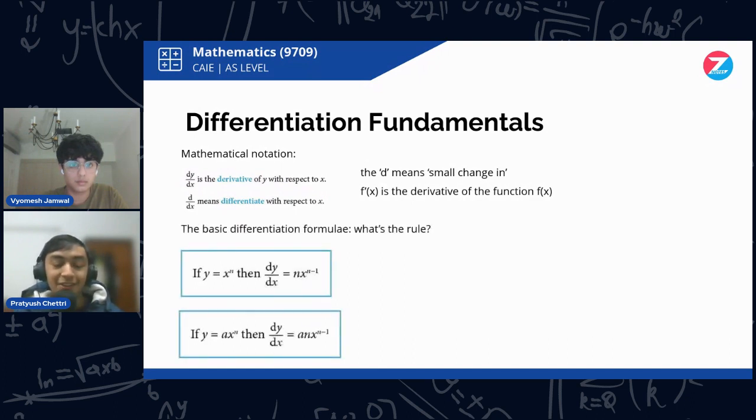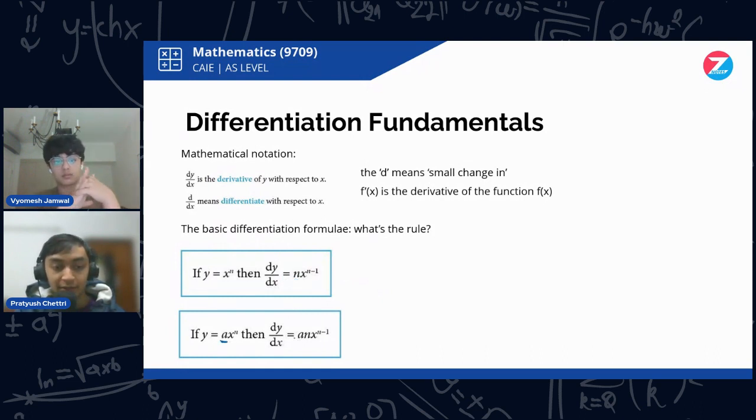And here are the actual differentiation formulas you need to know for this specification, AS level. You may have come across this in IGCSE or prior levels as well. It looks a bit complicated, so let's find the rule. If y is x to the power n, then dy/dx is nx to the power n minus 1. First, we multiply by the power, then we reduce the power by 1. Multiply the term by the power, reduce the power by 1. That's all it is.